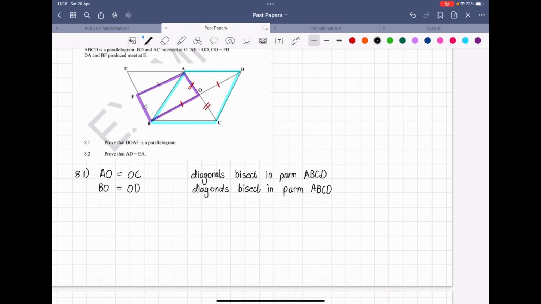Okay, then I'm going to say, therefore, AO equals BF, and AF equals BO. Therefore, BOAF is a parallelogram. And the reason is opposites equal.